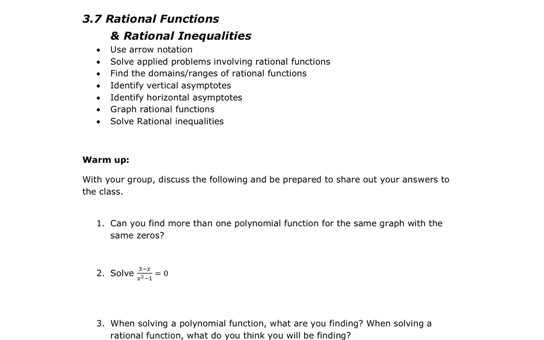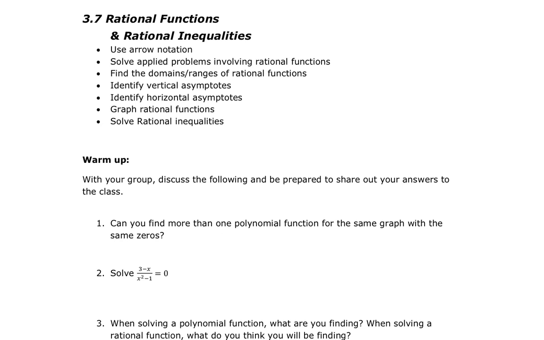So here's some questions to ponder. The first question is, can you find more than one polynomial function for the same graph with the same zeros? And the answer is no. Each polynomial function has a unique graph. We can have a graph with the same zeros as another graph, but they're not going to have the same exact graph.